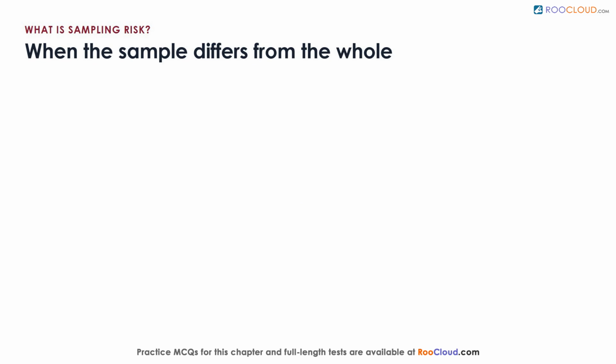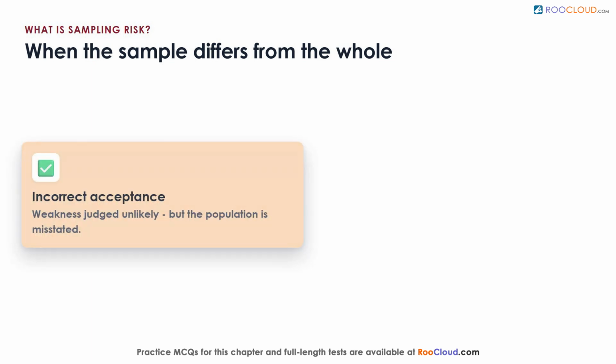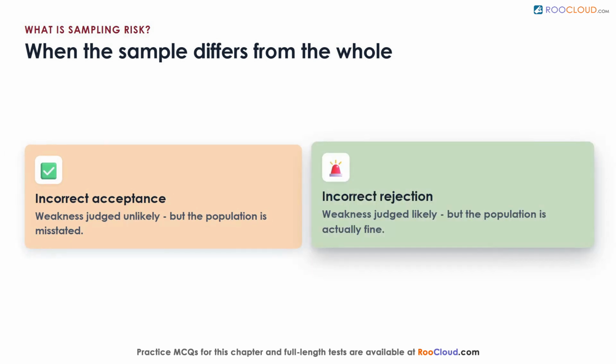It's the chance your sample conclusion differs from the truth, being what you'd find if you tested everything. There are 2 types. The first is the risk of incorrect acceptance. You judge a weakness unlikely when the population is misstated. The second is the risk of incorrect rejection. You judge a weakness likely when the population is actually fine. Both are why sample design matters so much.